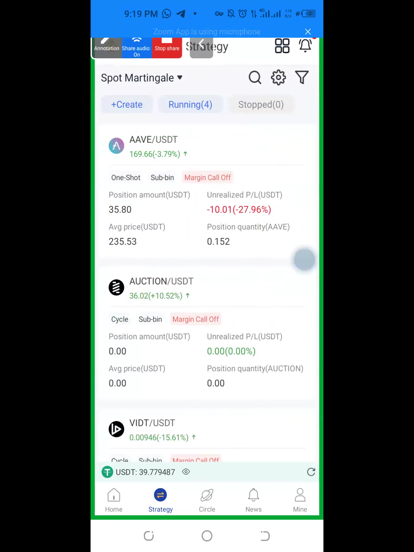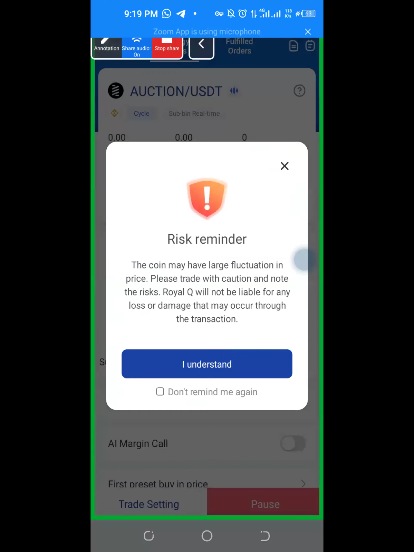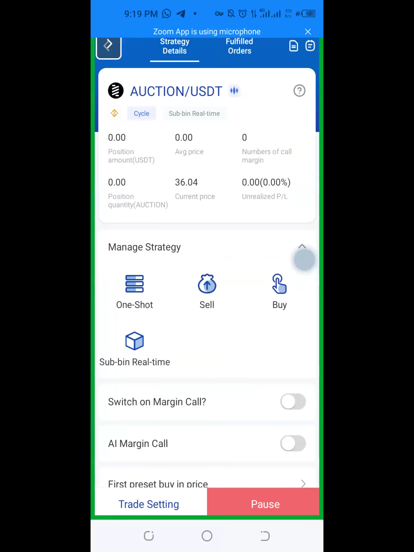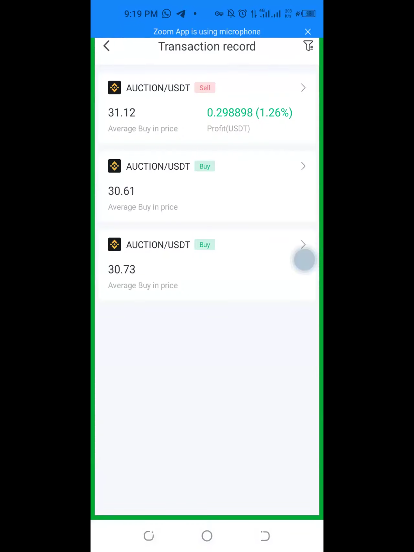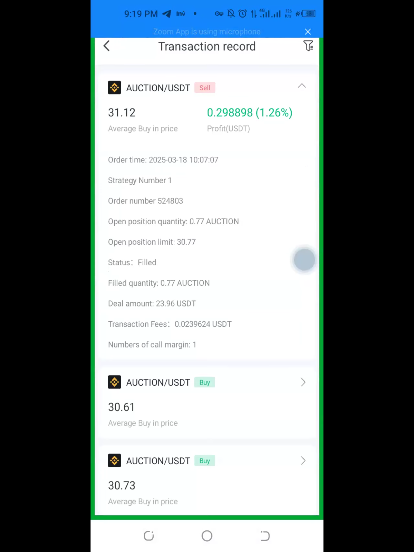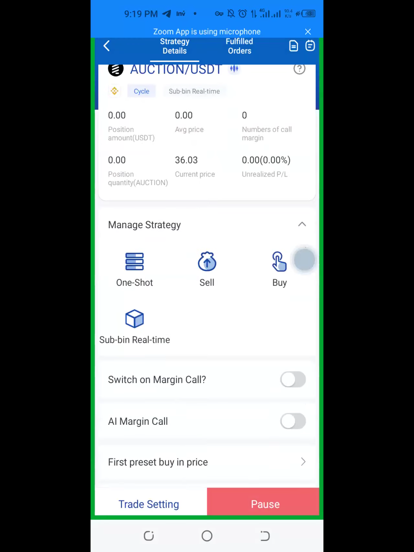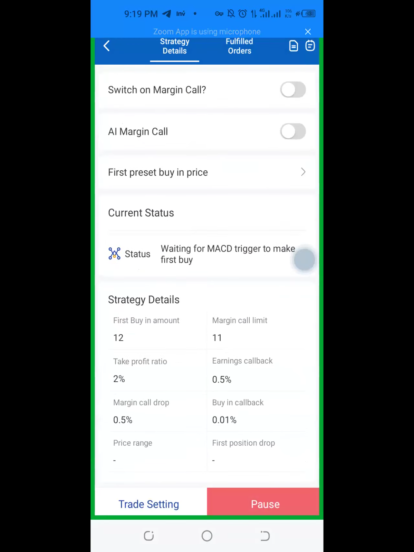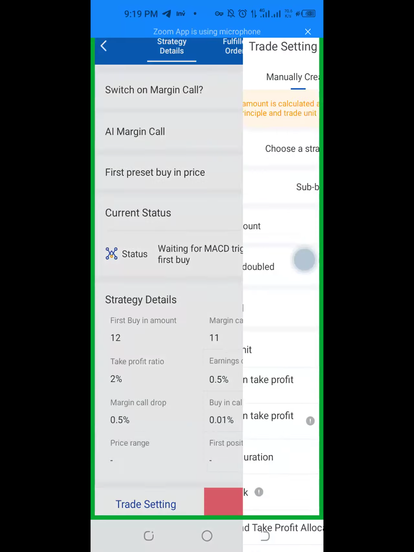Let me open it. It bought just 2 times, and I told it to sell. See, it bought 2 times, and when it went up, it sold at 1.26%. Why? Because the setting I gave the bot was for the trade to trigger below the zero line, and below the zero line, the take profit might not be high.